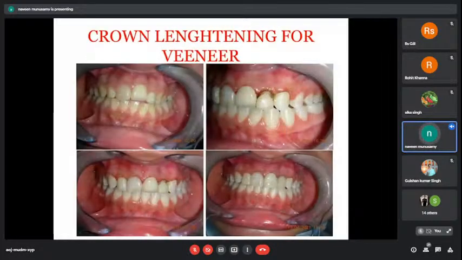The crowns were very short. We did lengthening, additions, and you can see here. So you have to add adjuncts. See, what a beautiful smile she has got.